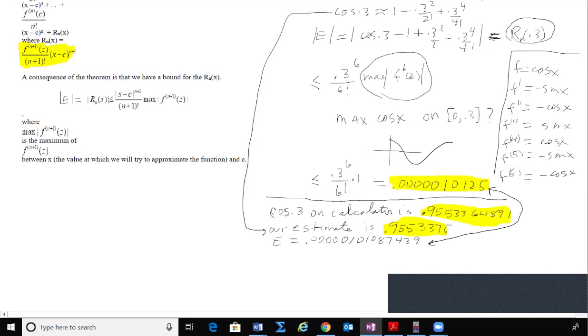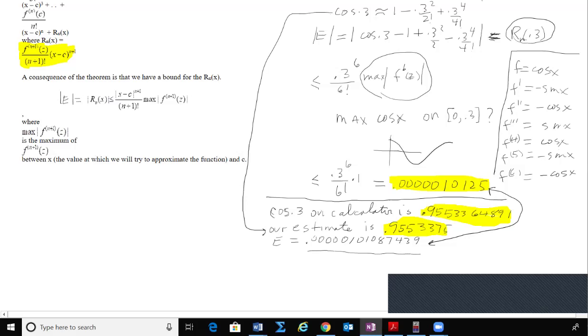Okay, if you find the difference between these, you'll get this. So the question is, is that less than the... well, let's see, no. That is our actual error in this case.